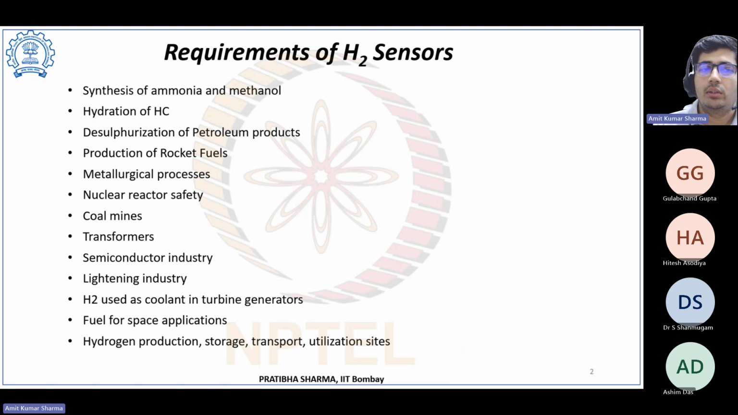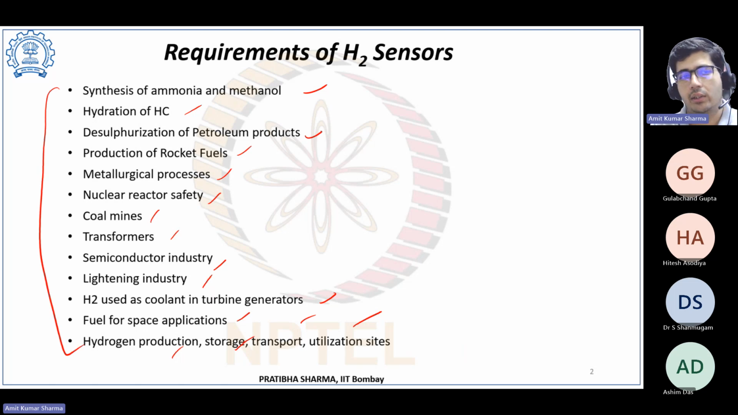So hydrogen is involved in various process industries, like in the sense of ammonia and methanol, hydrogenation of hydrocarbons, desulfurization of petroleum products, production of rocket fuels, metallurgical processes, nuclear reactor safety, coal mines, transformers, semiconductor industry, lighting, hydrogen used as a coolant in turbine generators, fuel for space applications, production, storage, transport, and utilization. So these are the areas where we need hydrogen sensors.